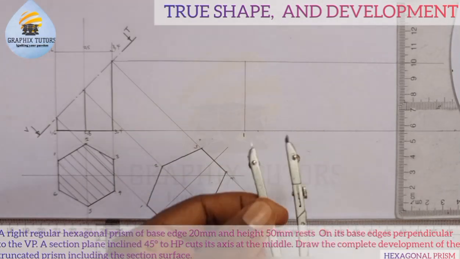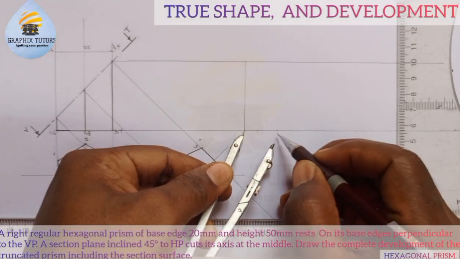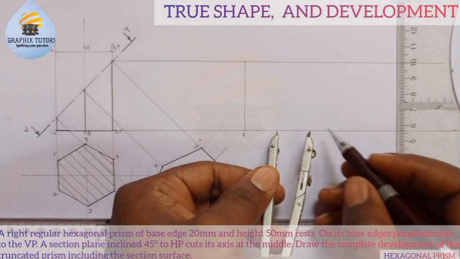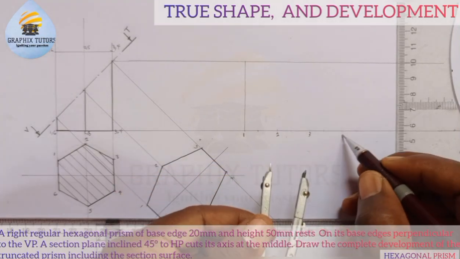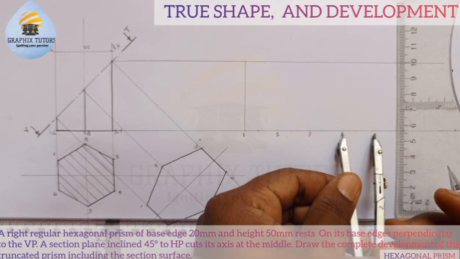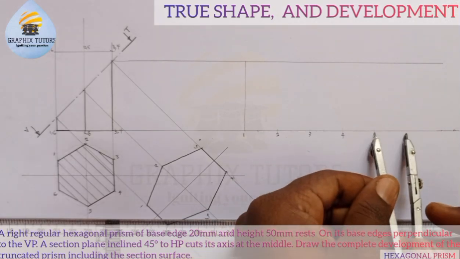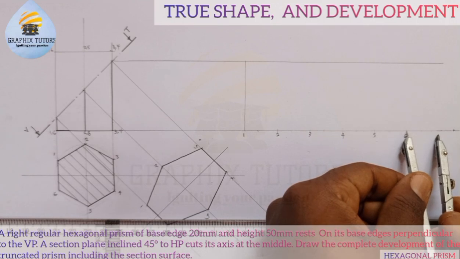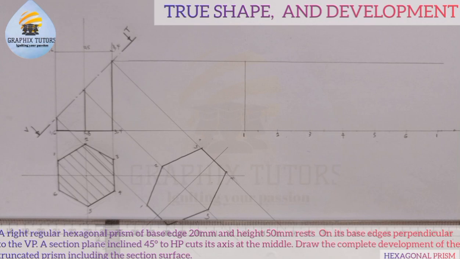I'll come to here, I'll start marking. This is 1, the next one will be what? 2. This is point 2. The next one will be what? 3. This is point 3. The next one will be what? 4. This is point 4. The next one will be what? 5. This is point 5. The next one will be what? 6. This is point 6. Then back to 1. This is what? Point 1. Right? That is what you start from 1, you end at 1.